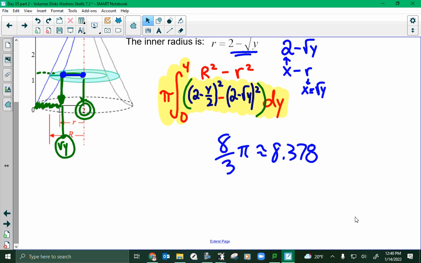We are done because after this is shells, and we are not doing shells because I really haven't seen them on the AP Calculus AB exam, and that's what I prepare my class for.